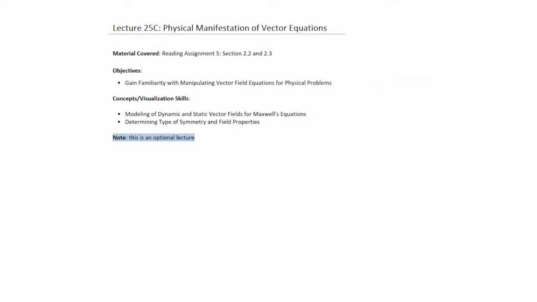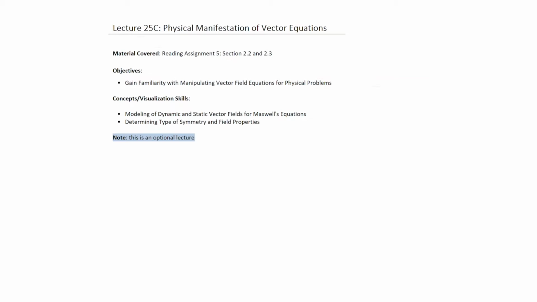Welcome to Lecture 25C, and this is the last of this series in Lecture 25, entitled Physical Manifestation of Vector Equations. Now, this is an optional lecture. There's a fair amount of material provided in the notes, but it is more or less to give you an understanding of how vector field equations are structured in terms of describing a particular physical problem.